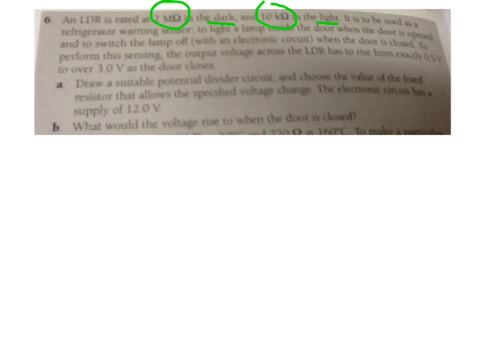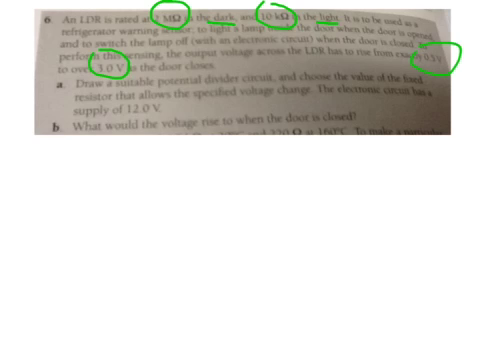is open, and to switch the lamp off with an electronic circuit when the door is closed. To perform the sensing, the output voltage across the LDR has to rise from exactly 0.5 volts to over 3.0 volts as the door closes. Okay, so this is a tricky one.